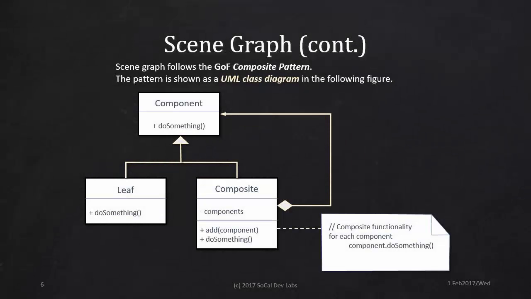The scene graph follows the famous Gang of Four composite pattern. The pattern is shown as a UML class diagram in the following figure. The composite pattern describes that a group of objects is to be treated in the same way as a single instance of an object. The intent, obviously, is to compose objects into tree structures to represent part-whole hierarchies. Implementing the composite pattern lets clients treat individual objects and compositions uniformly. That is the intention.